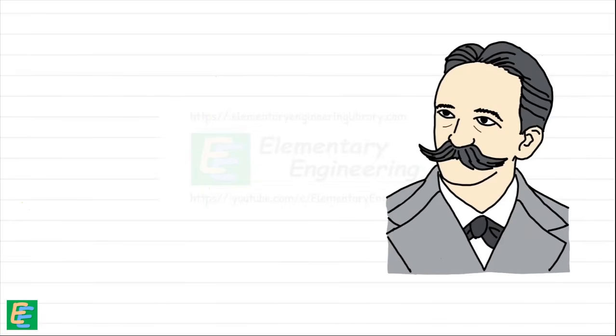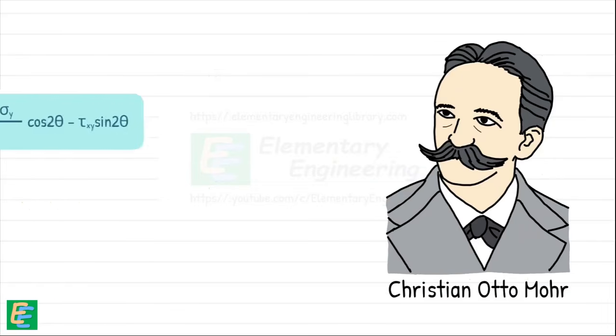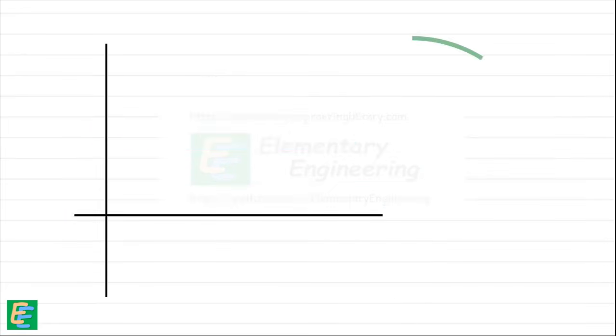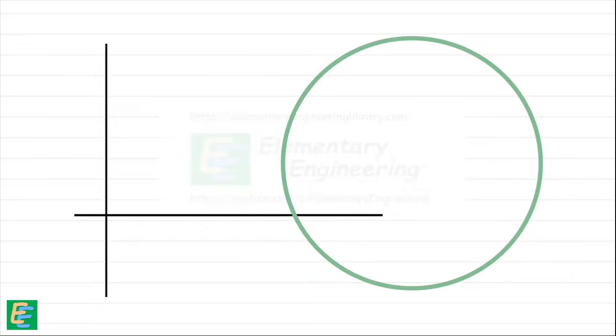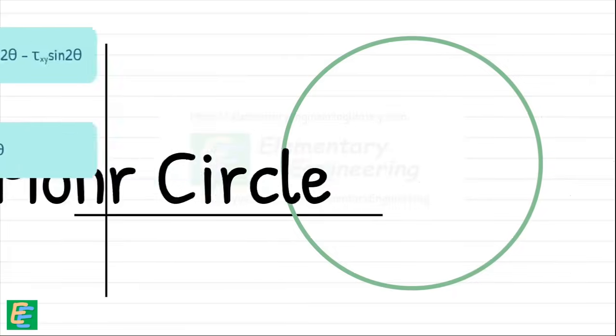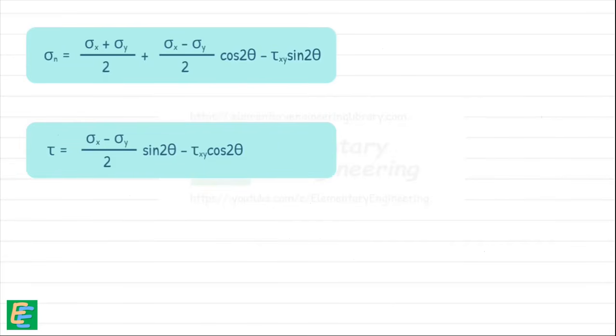One German scientist and civil engineer, Christian Mohr, realized these stresses at a point can be represented graphically. He then developed an extremely useful device known as the Mohr Circle of stress. The Mohr Circle represents these equations in a manner that makes them more easily understood and remembered, and it brings out their physical significance more clearly.